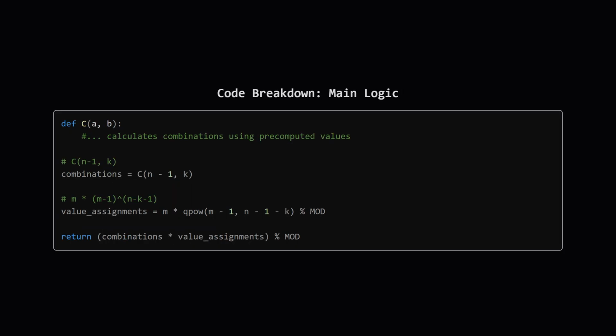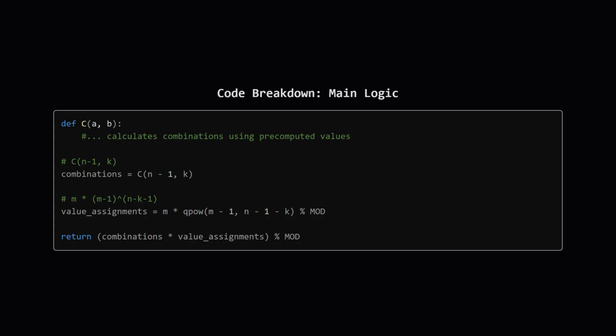Okay, here's the heart of our solution. This is where we use our formula. First, we calculate the combinations part. We call our helper function c to find n-1 choose k, using those values we pre-computed earlier. Next, we calculate the value assignments part.